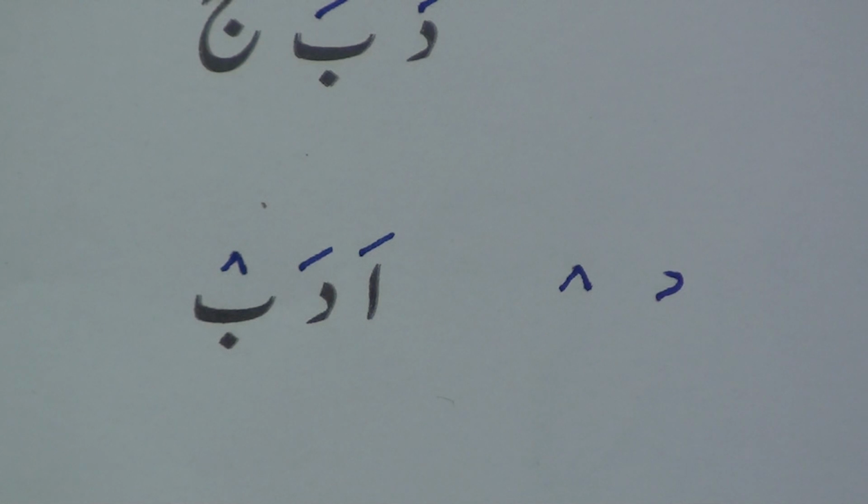If be also had zabar, then it would be pronounced as adaba. But it is not adaba because be has no vowel sound attached to it. So it is adab. Adab means literature and manners. Adab.